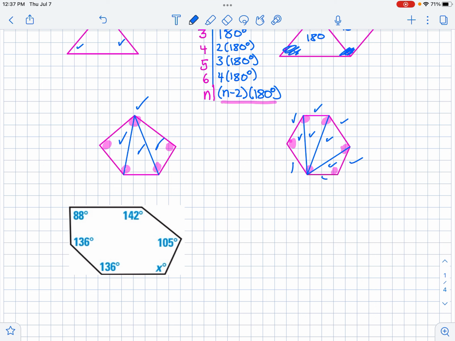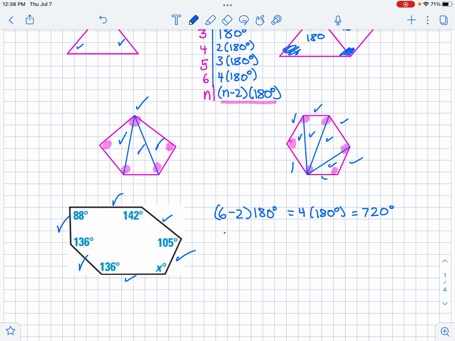Let's suppose in this problem down here, we want to find out what x is. Well, let's see how many sides we got. We got 1, 2, 3, 4, 5, 6. 6 sides. So this is going to be 6 minus 2 times 180. That's the sum of all the angles in there. Now that's going to be 4 times 180. Okay, that's the sum of all those angles. So we know that the sum of all those angles is 720 degrees. 4 times 180.